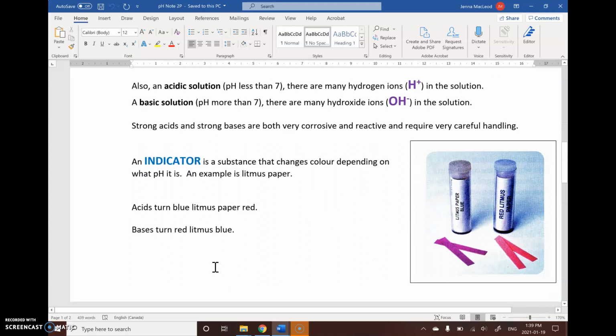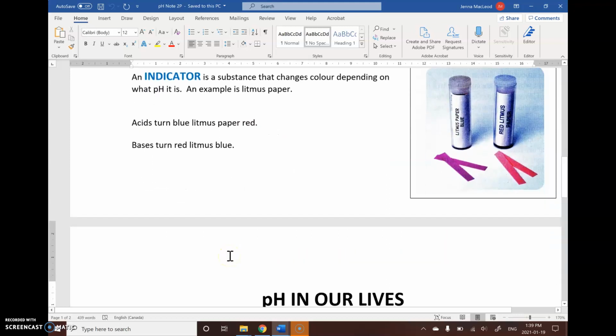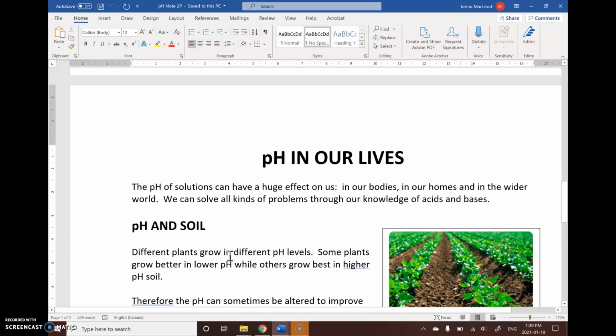Now, an indicator is a substance that changes color depending on what the pH is for that substance. An example is litmus paper. So we have litmus paper that's blue and litmus paper that is red. Acids will change the blue litmus paper red, and bases will turn the red litmus paper blue. And that indicates whether it's an acid or a base.